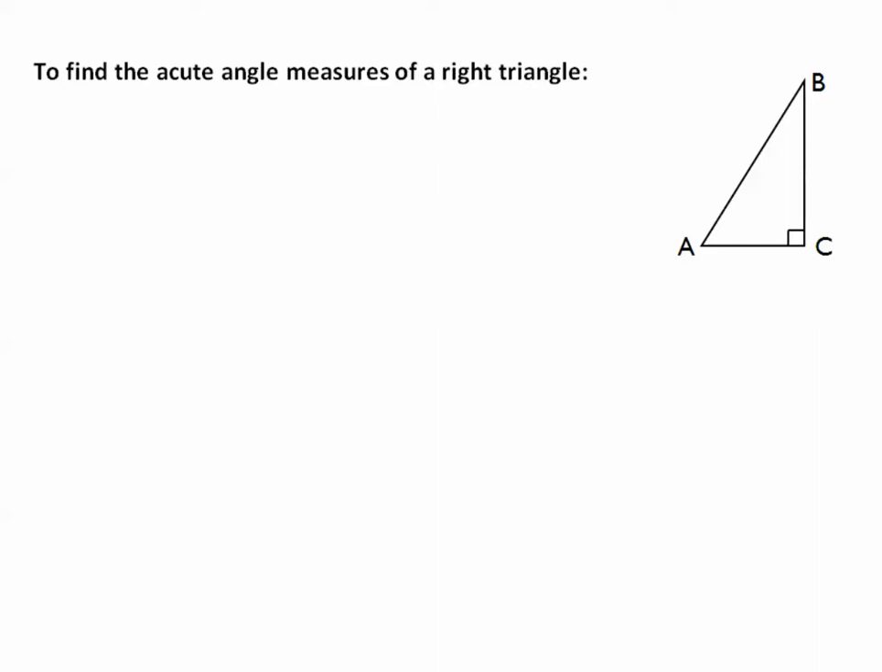Let's talk about how to apply our trig in order to find acute angle measures of a right triangle. First of all, we're going to use trig, so we should write SOHCAHTOA on our paper. Basically, all of this unit, anytime you see a right triangle, write SOHCAHTOA on your paper. You might use it.